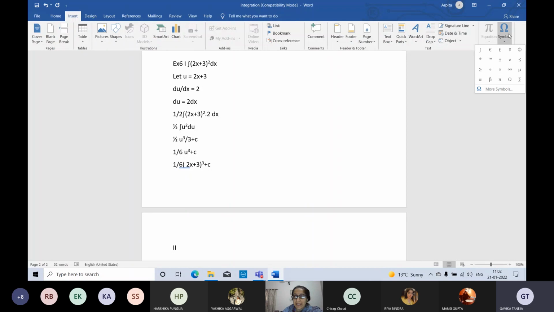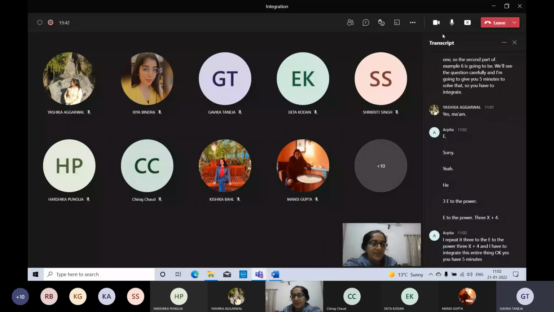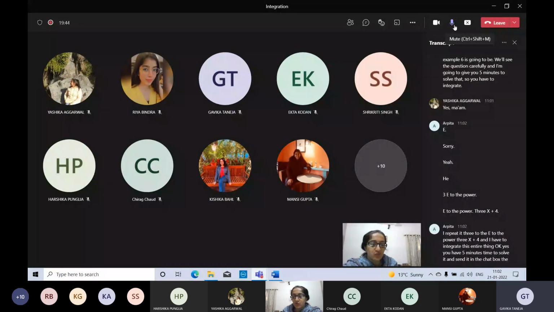So you have to integrate e to the power 3x plus 4. I repeat, e to the power 3x plus 4, and I have to integrate this entire thing. Okay. You have 5 minutes time to solve it and send the solution in the chat box. You can send the picture. Okay, I'm waiting.